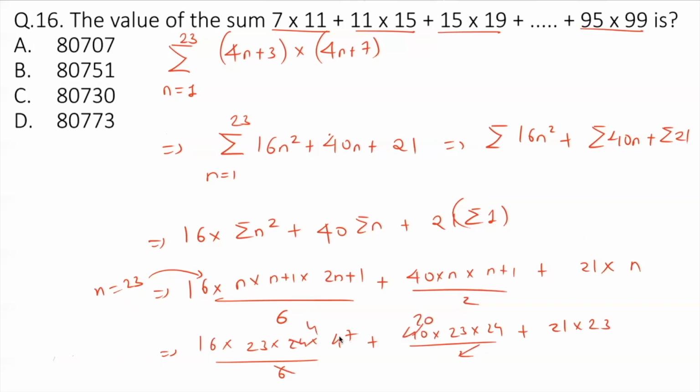All right, so after this, you can simplify 6 ones are 6, 4s are 2, and you can use the on-screen calculator for multiplication. The first term will be 16 times 23 times 4 times 47. That will be 69184. The first term here will be 69184. The next term is 20 into 23 into 24, which is 11040. And the last term will be 21 into 23. That's 483. So adding them, you get 80,707. That's the answer to the question, option A.